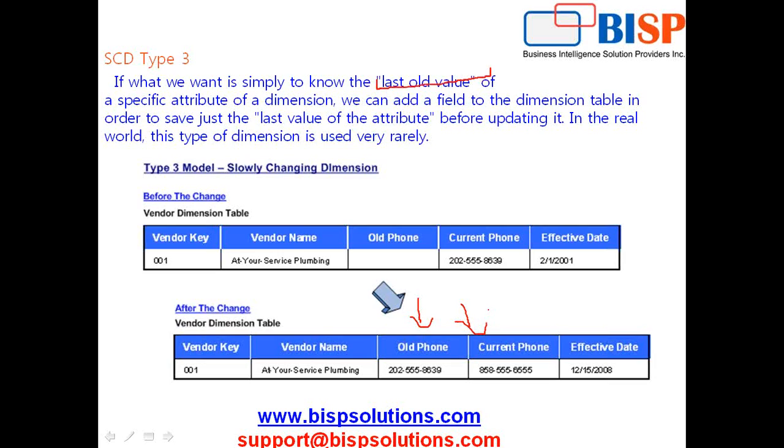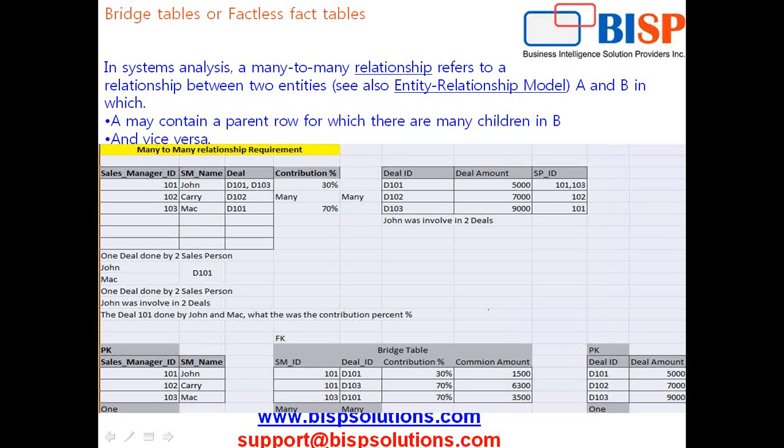Finally, it may also be possible that your underlying source system has a bridge table, or you may need to prepare a model with a factless fact table. A factless fact table, as the name indicates, is an intermediate table which doesn't have any fact. It just contains foreign keys.